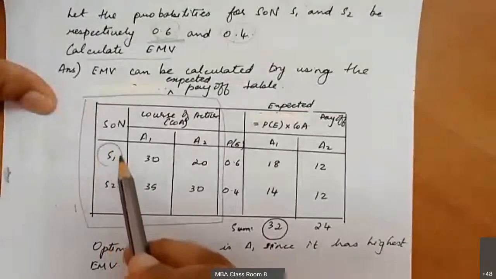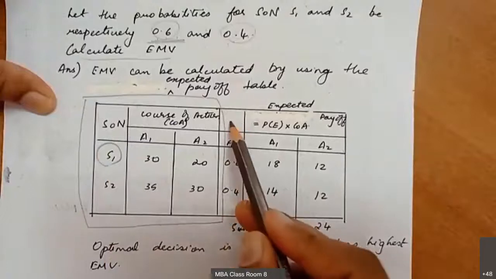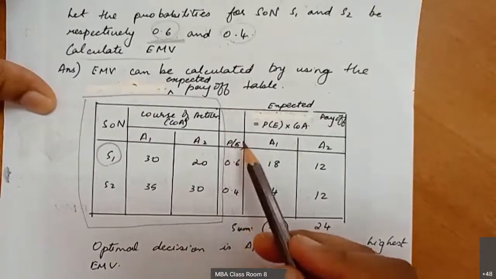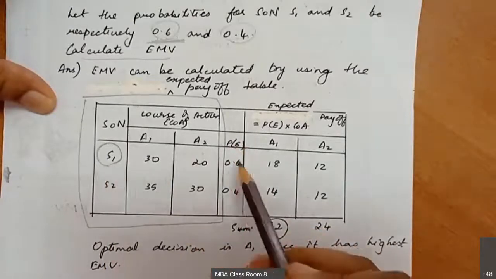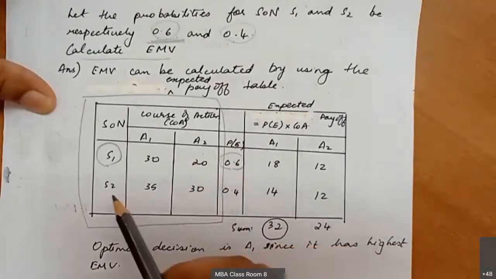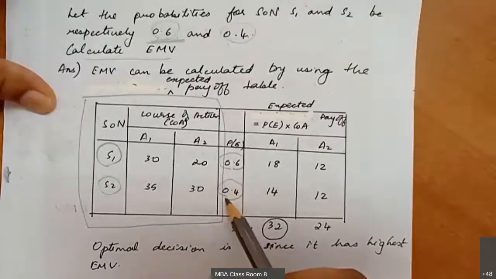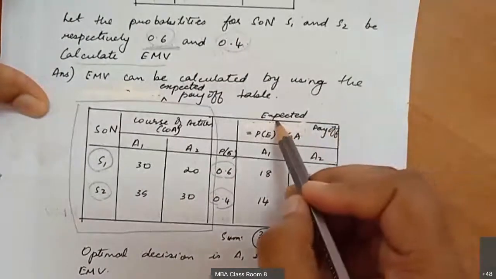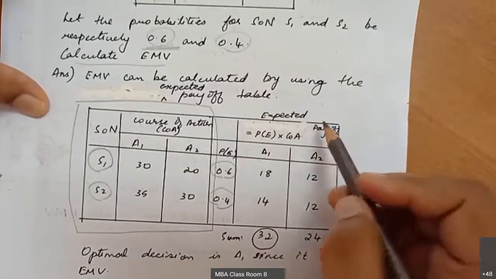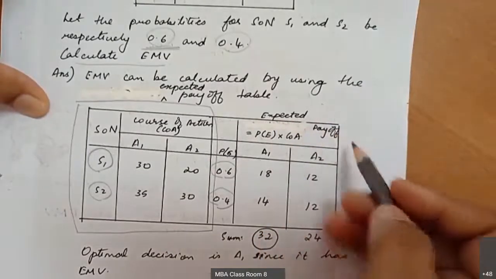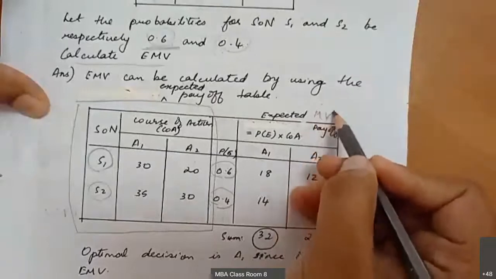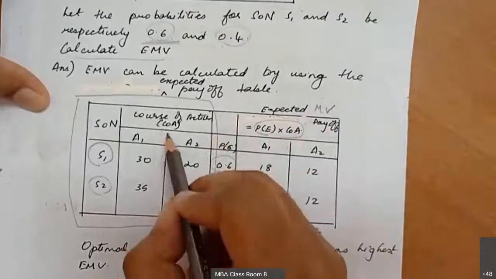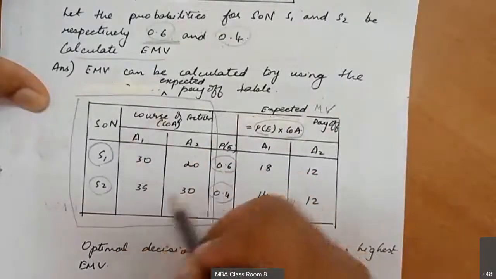So for S1, I'm making one more column here. That is probability. I'm denoting it as P(E). For S1, the probability is 0.6. And for S2, the probability is 0.4. What is our intention? Our intention is to calculate the EMV, or expected monetary value. How will you calculate it? Probability into the course of action payoff, that is written on this matrix.